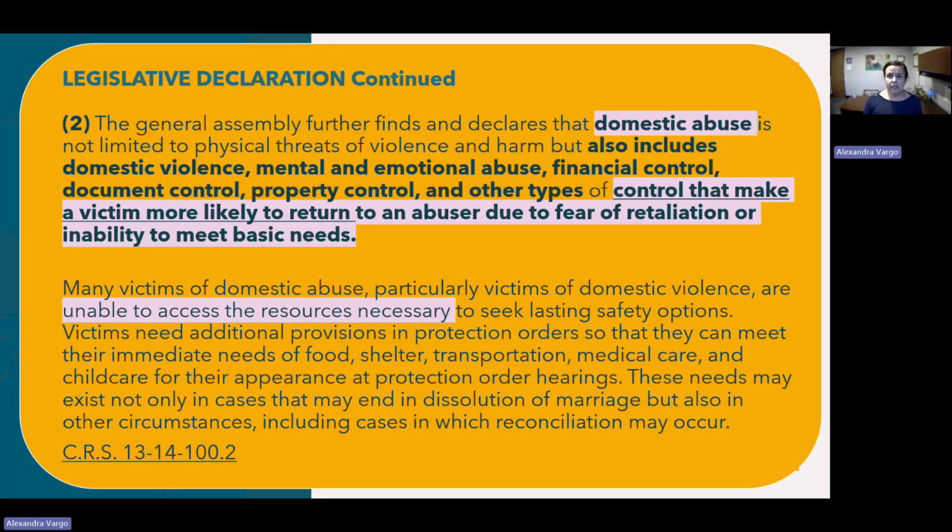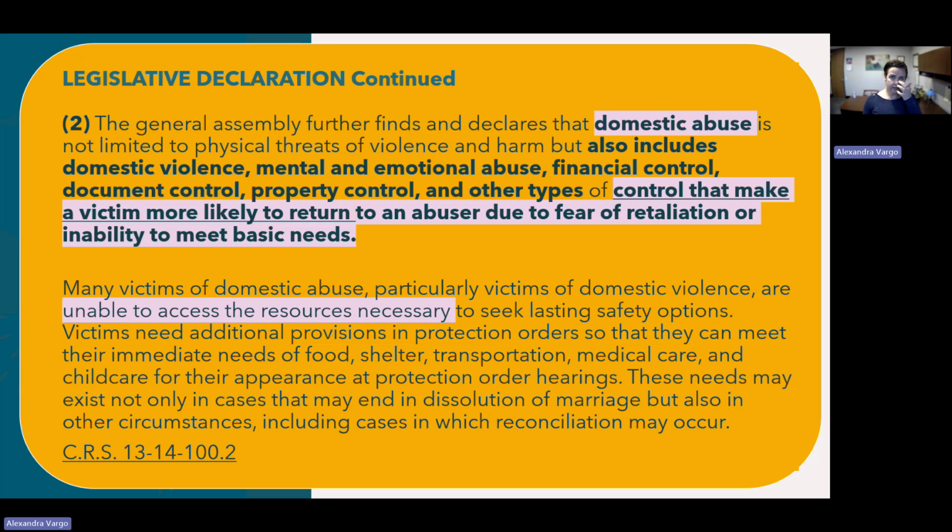Second is to really define domestic abuse, and specifically note that domestic abuse can be really just something that's done with the intent to control and make a victim likely to return to an abuser for fear of retaliation or due to inability to meet their basic needs. So I think that's a more expanded version of domestic abuse than a lot of folks are aware of or might think about. So that's something that I certainly wanted to include in here.